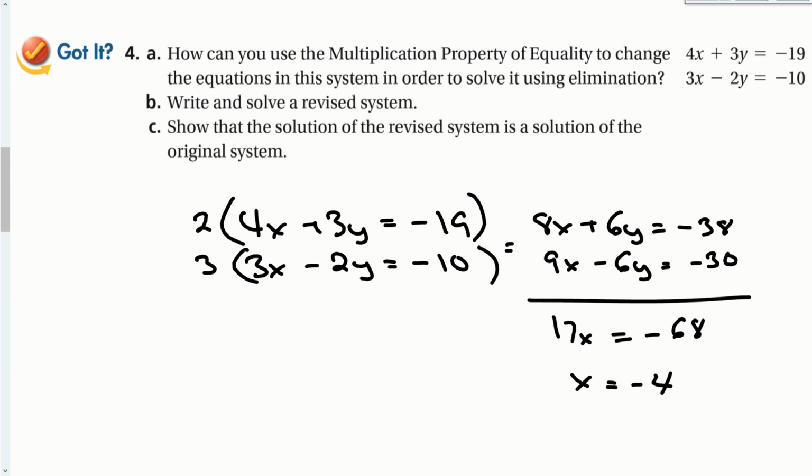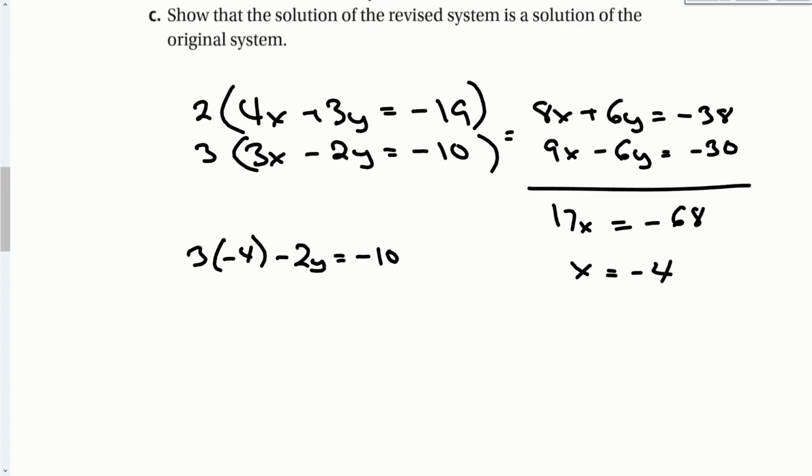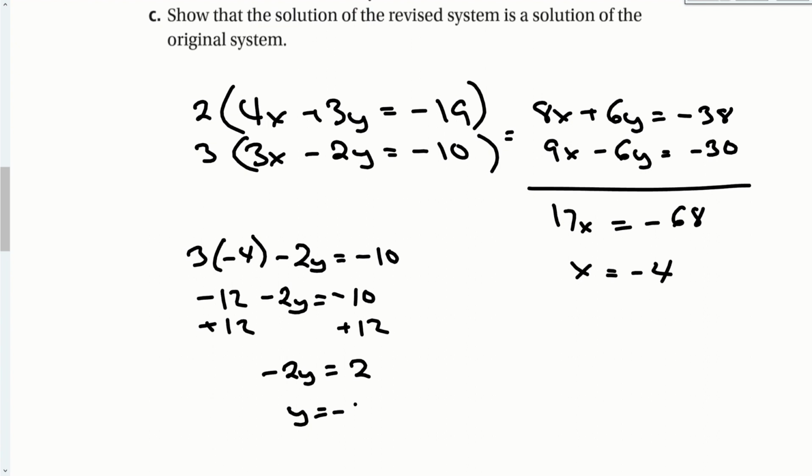Again, pick the easiest one. I'm going to go with the bottom one. Even though it has two negatives instead of 1, numbers are a little smaller. I like that. 3 times negative 4, which is x, minus 2y is equal to negative 10. Let's get a little more room. So that's negative 12 minus 2y is equal to negative 10. Adding 12 to both sides, negative 2y equals 2. Y is equal to negative 1, which makes my answer negative 4 comma negative 1.